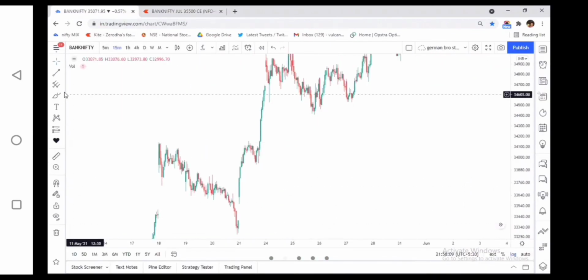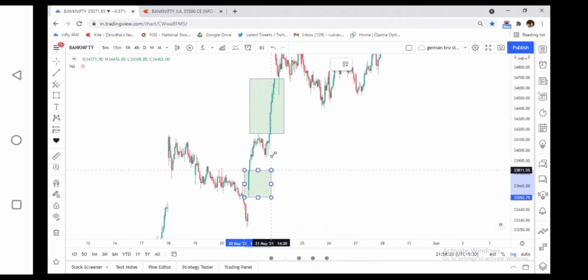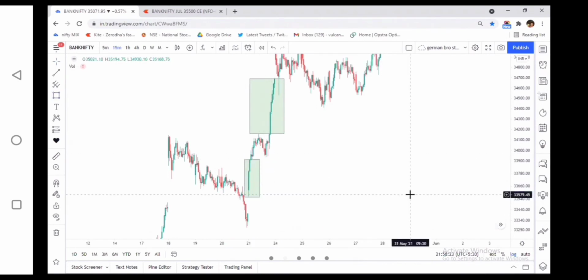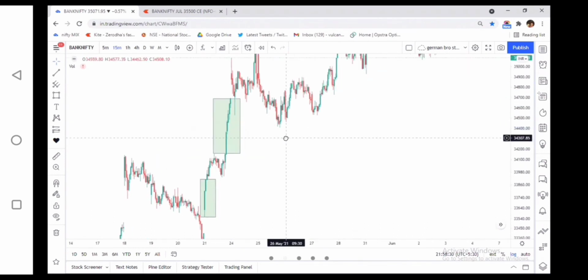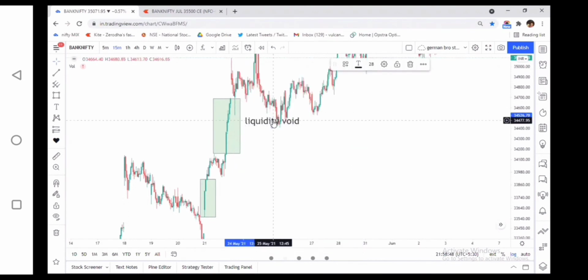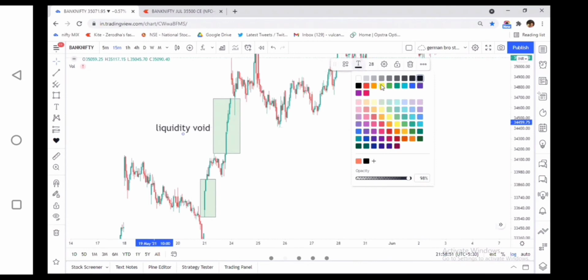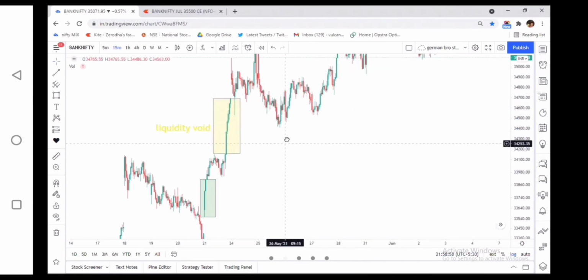Now try to understand what is a liquidity void. A liquidity void is when the market moves suddenly from one point to another and does not give any chance to the second type of buyer or seller. It means only buying, no selling. So this block is not completed, and the market will come back again here and fill this liquidity void after some time. So this is used as a confluence.